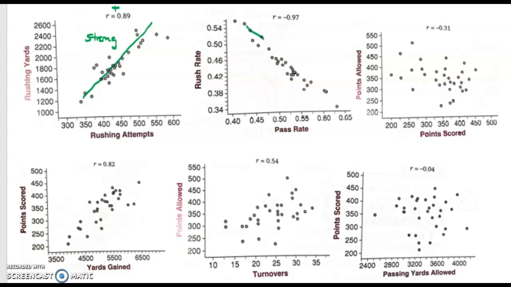Other way, going downhill, you can draw a line. So there's definitely a correlation. It is negative correlation. 0.97 being very strong. All right, that is almost a line.